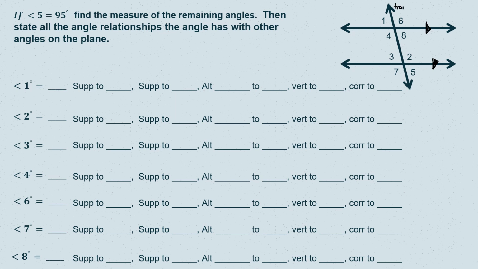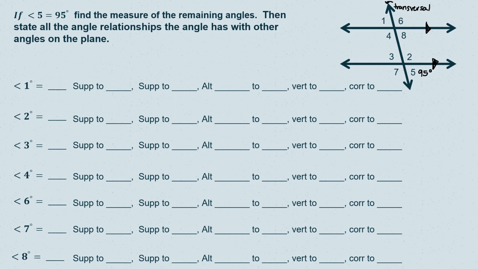And it's important to know that they're parallel because that tells us that there are special relationships. There are congruent angles based on these special relationships when the lines are parallel. So what we have here says if angle 5 is 95 degrees, find the measure of the remaining angles. Then say all the angle relationships the angle has with other angles on the plane. So we know right here that angle 5 is 95 degrees, okay?